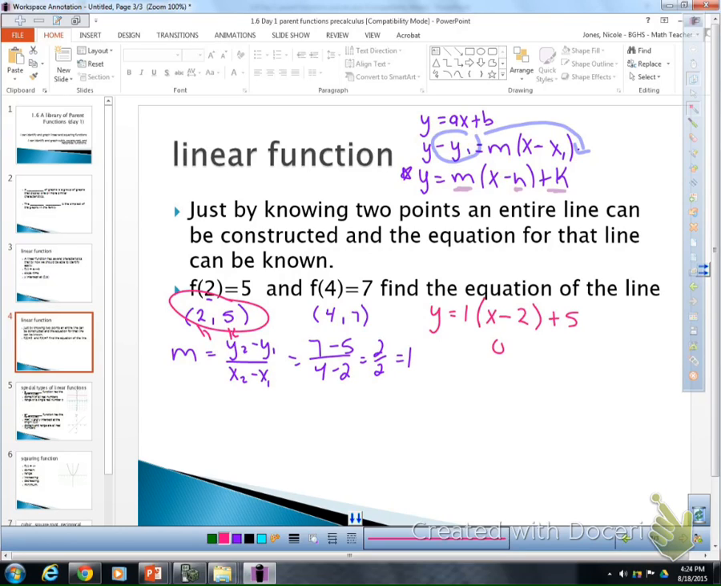That's one form. If you chose to use the second ordered pair, we get y equals 1 times x minus 4 plus 7. It does not matter which one you use. If you simplify, combine like terms, you end up with the same thing.